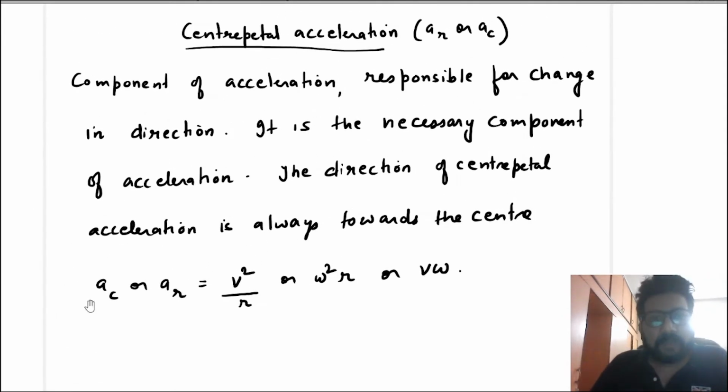So again I'll repeat, the formula for the centripetal acceleration or the radial acceleration is V square by R or omega square R or V omega, and the direction is always towards the center. This is very important. The direction of centripetal force or the direction of centripetal acceleration is always towards the center. Now let us derive this.